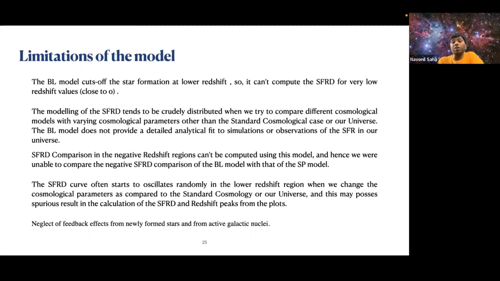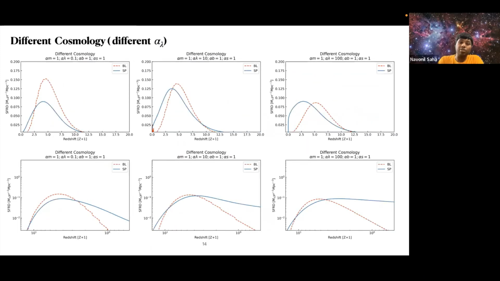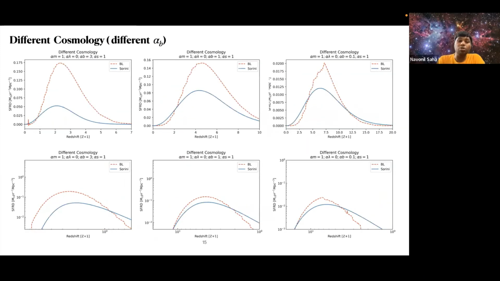The SFRD curve often starts to oscillate randomly in the lower redshift region when we change the cosmological parameters as compared to the standard cosmology of our universe. This may result in spurious results in the calculation of the SFRD and the redshift peak from the plots. As you can see, in the lower redshift part, the model often tends to oscillate, thus giving some spurious results when we try to calculate the SFRD or the Z peaks.